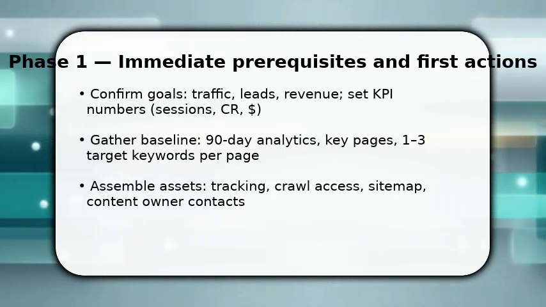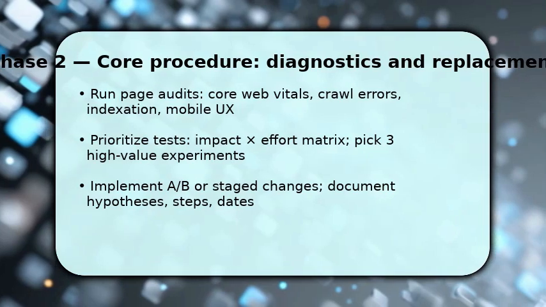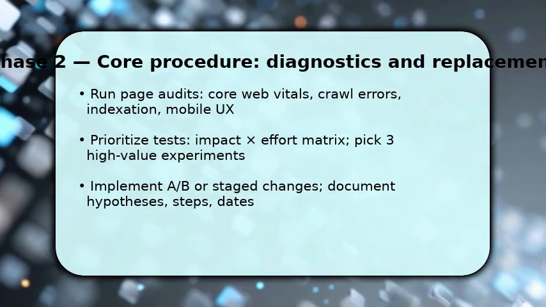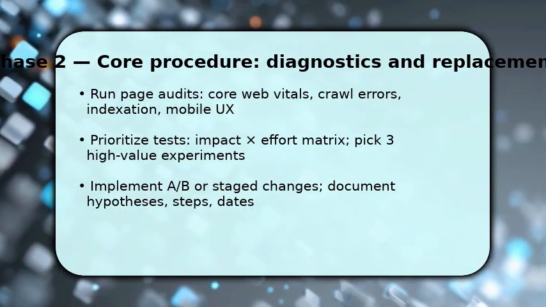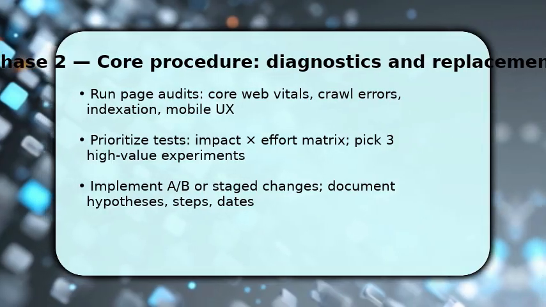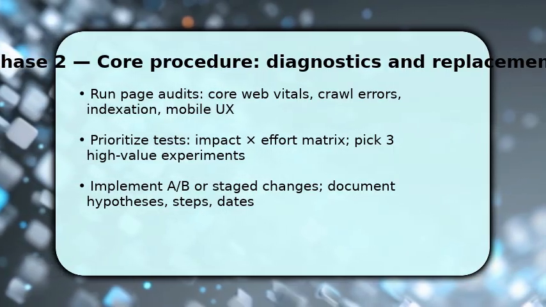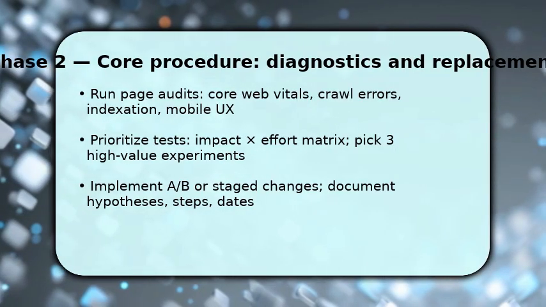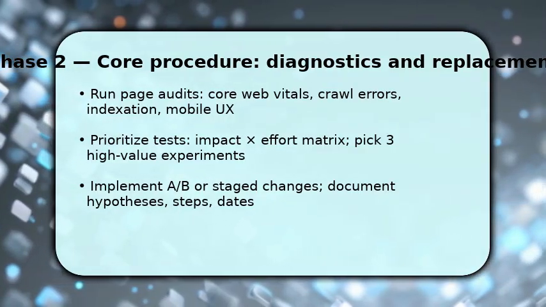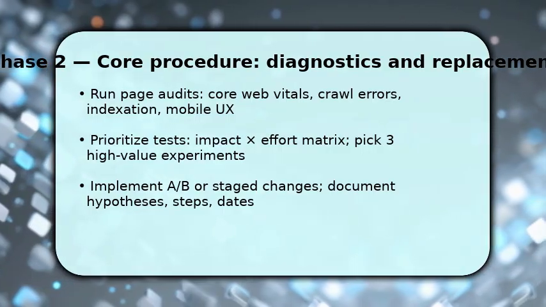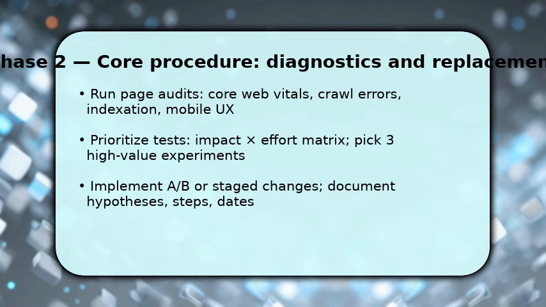Now you execute prioritized experiments. Begin with thorough page audits: core web vitals, crawl errors, indexation, and mobile UX, because technical issues confound content gains. Next, use an impact versus effort matrix to choose about 3 high-value tests. You want measurable signal in weeks, not months. Implement changes via A/B or staged rollouts and document your hypothesis, exact steps, and start dates so results are attributable. Then monitor rank, traffic, and engagement daily and adjust quickly when patterns emerge.